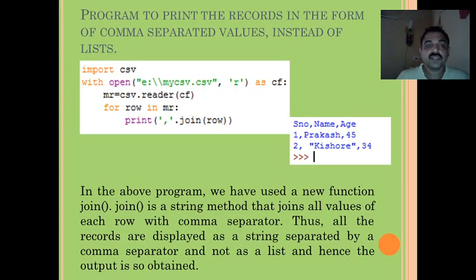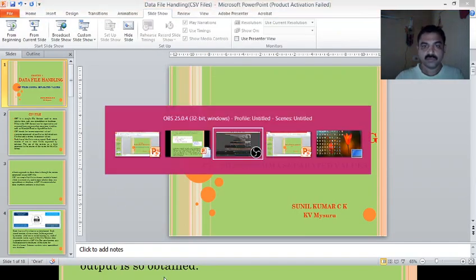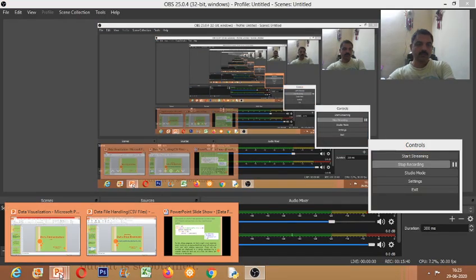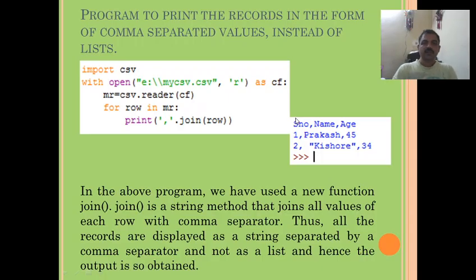We'll see another example. Here, how a program can be written to print the records in the form of comma separated values instead of a list. So now let us see how the program prints the records in the form of comma separated values instead of a list. So without storing in a list, how can we display?